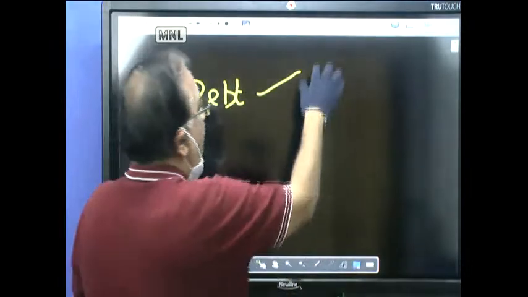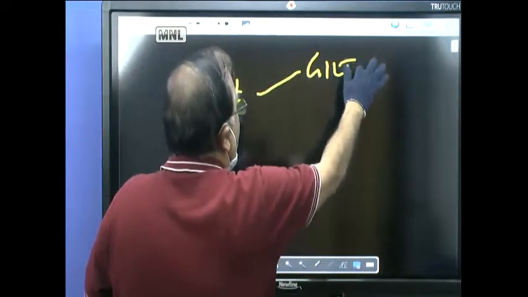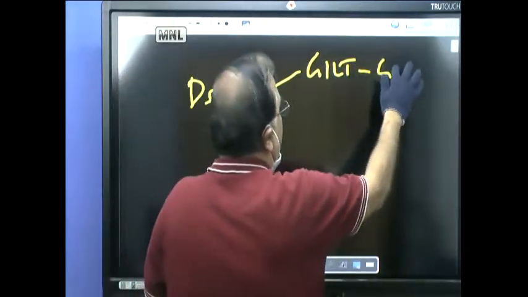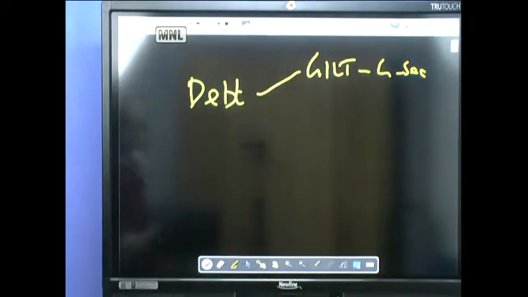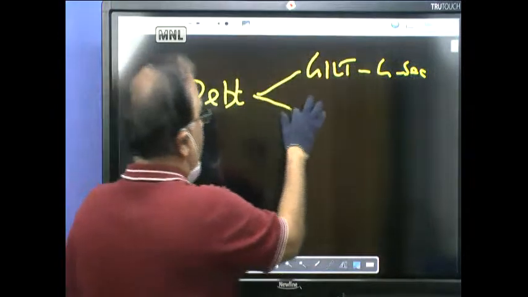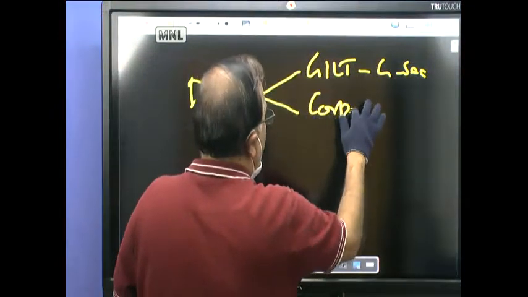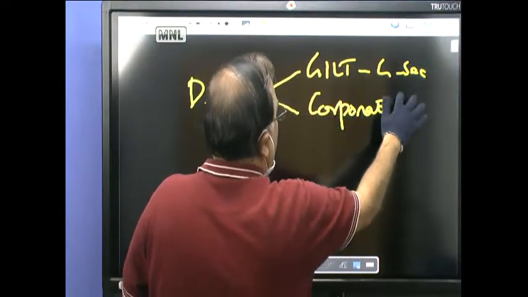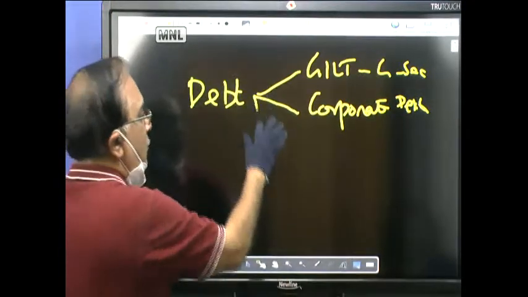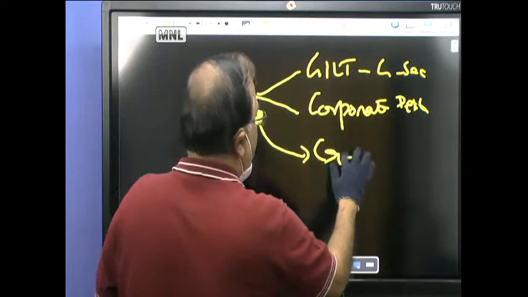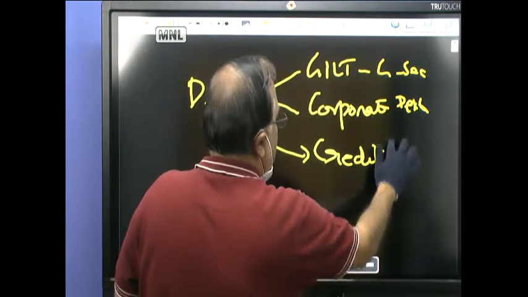One is gilt, which is Government of India securities. It is purely in GSEC alone. Then there are funds purely in corporate bonds, corporate debt. There will be funds mainly on corporate debt. That can be something like a credit risk fund.